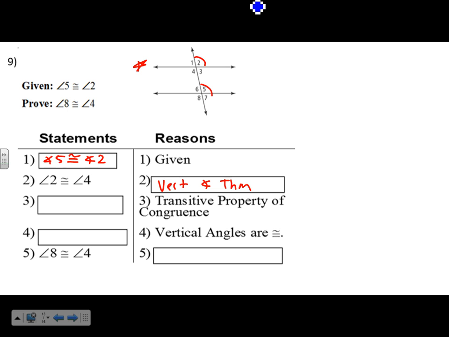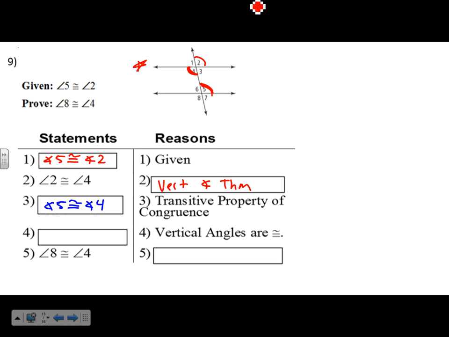Now again, we have our reasoning. It says the transitive property of congruence. So again, if angle 5 is congruent to angle 2, and angle 2 is congruent to angle 4, that means angle 5 has to be congruent to angle 4, due to that transitive property. Now again, it really helps if you're going through this to update your picture as you go. So angle 2 and angle 5 were congruent. Angle 2 and angle 4 are congruent. So now they're saying that angle 4 and angle 5 are congruent to each other.